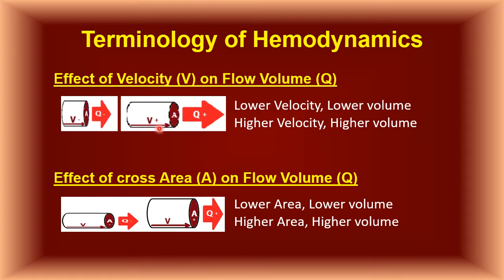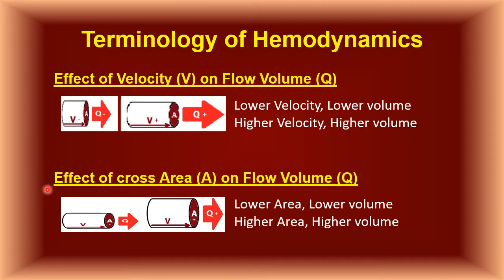Simple analogy. If you have the garden hose, you make the open more, water comes out with a high velocity because it transports a higher volume. If you lower the faucet or lower the flow, you get less velocity because less velocity is associated with lower flow. So again, higher velocity, higher flow; lower velocity, lower flow.